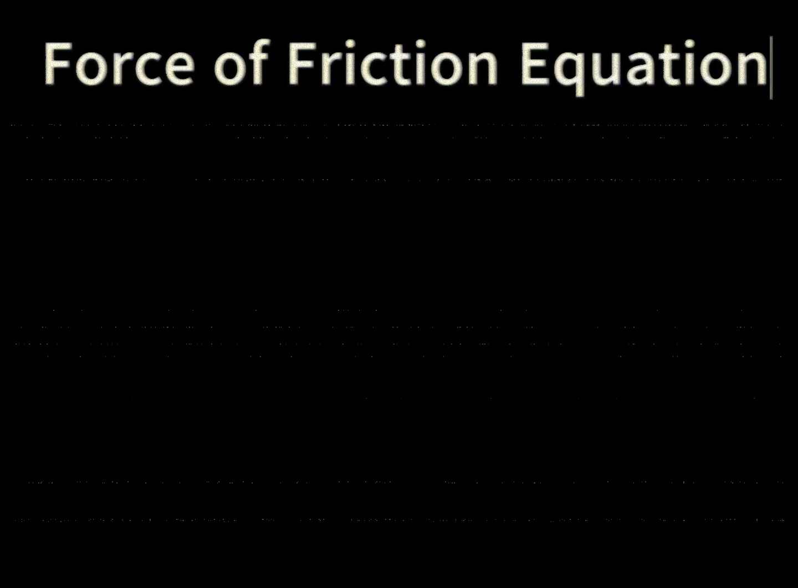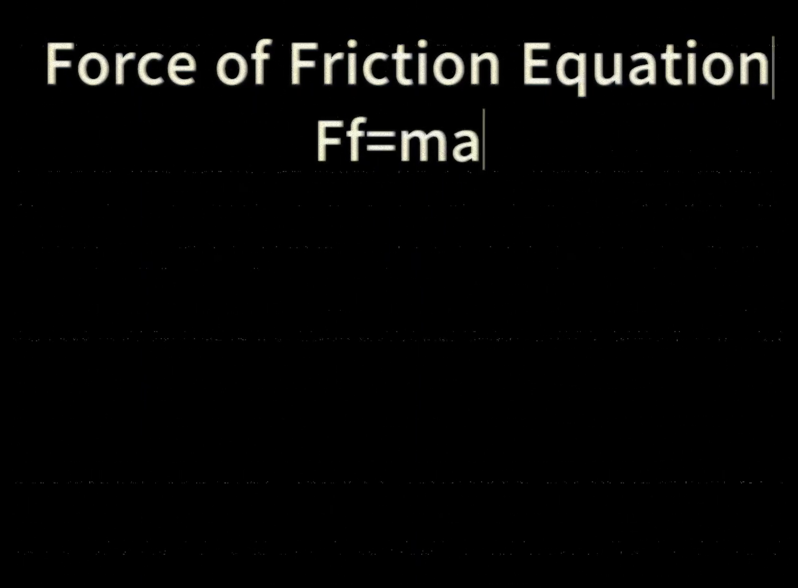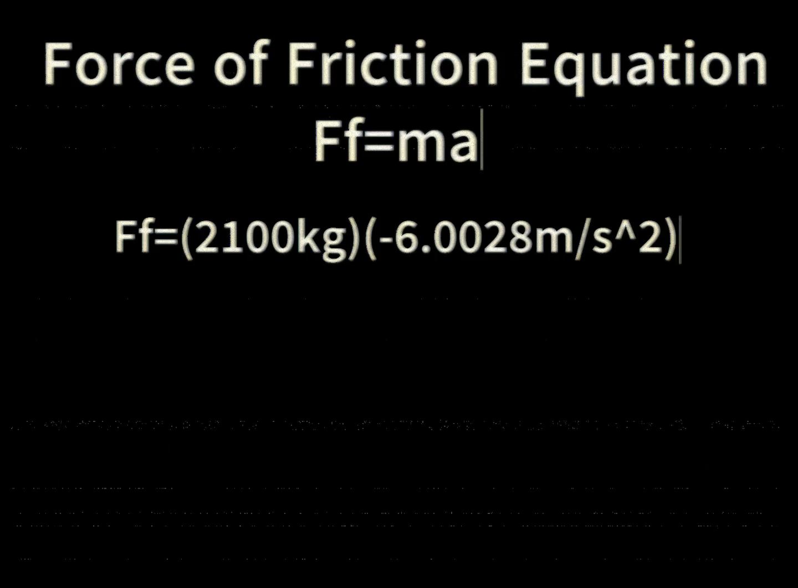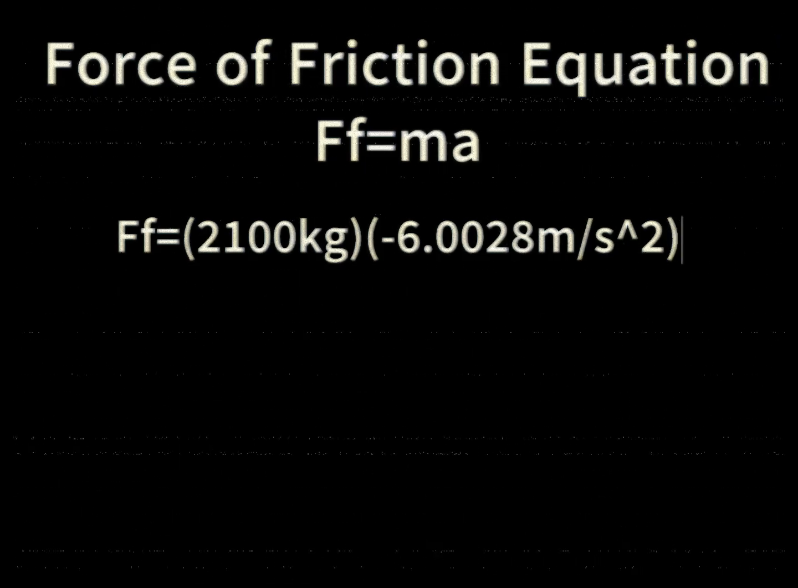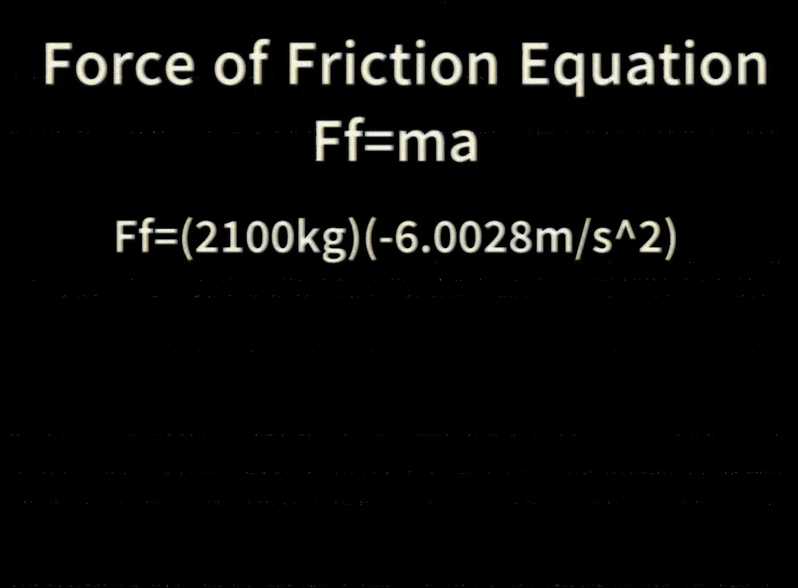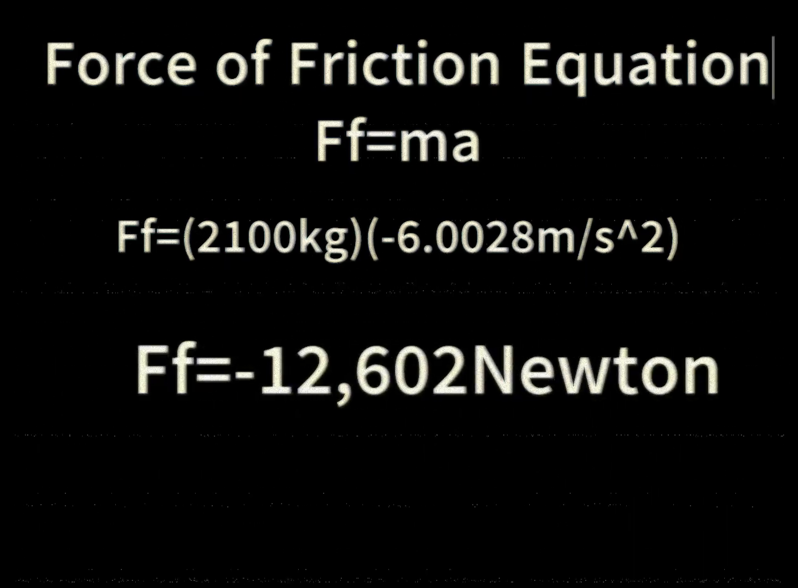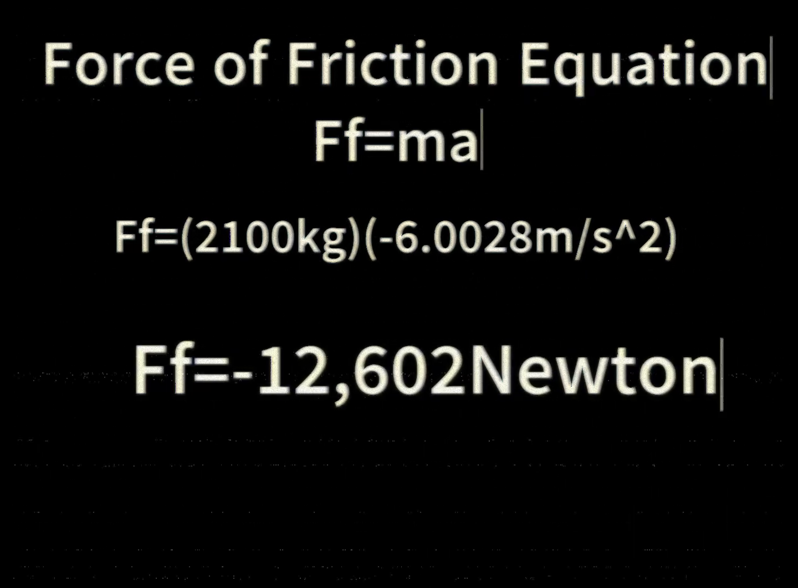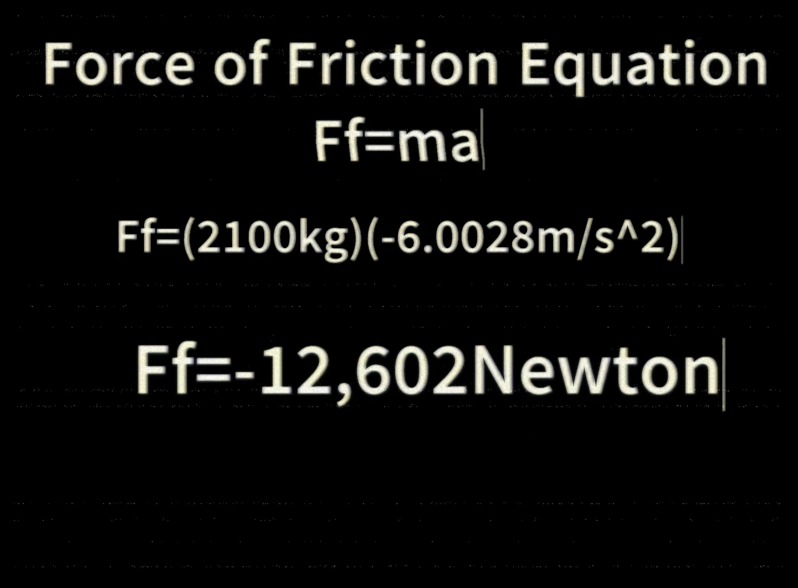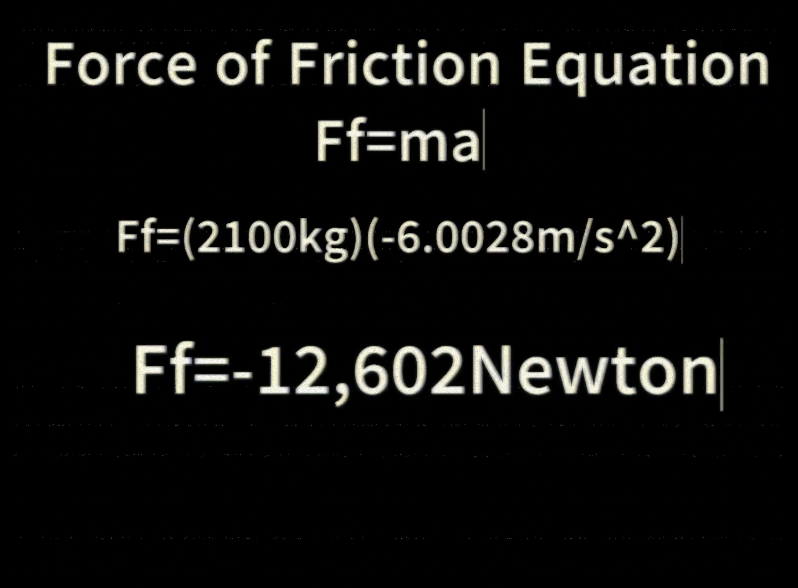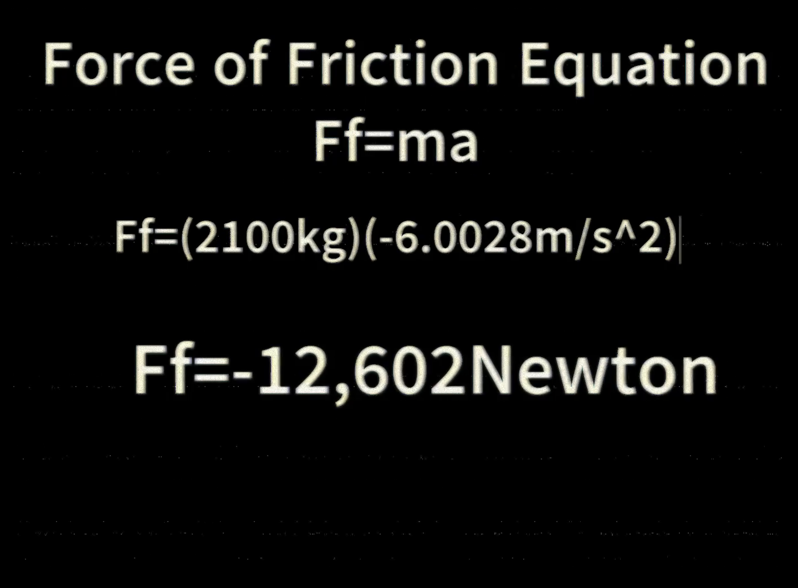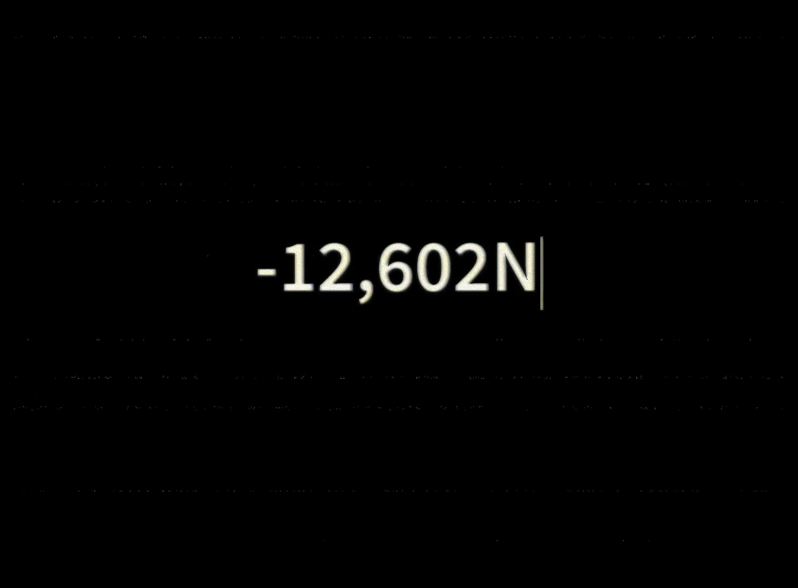Now I need to find the force of friction. I use the equation force of friction is equal to mass times acceleration. That gets my force of friction at negative 12,602 newtons. That means the force of friction required to stop a 2,100 kilogram object moving at 54.79 meters per second over a distance of 250 meters is about 12,602 newtons in the opposite direction.